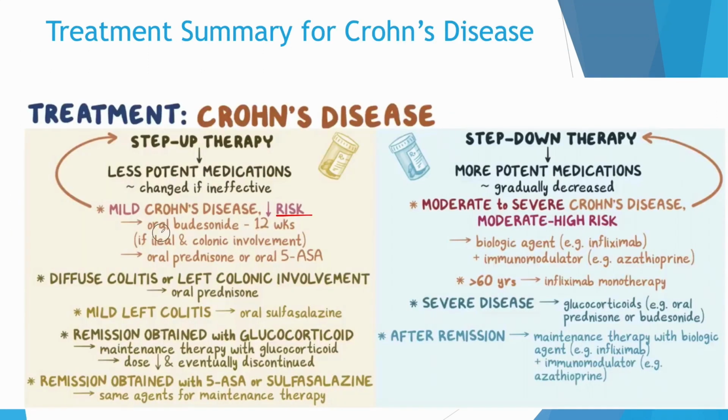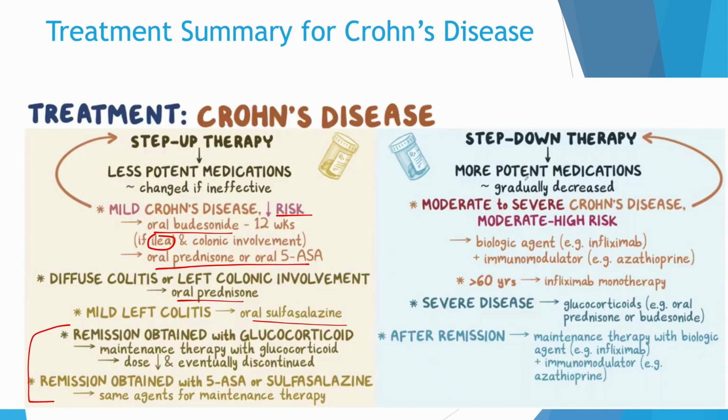So you're going to start with oral budesonide, 12 weeks or 3 months, right? 3 months. This is ideal if you have ileal involvement. You can also consider oral prednisone or a 5-ASA like we mentioned. If you have diffuse colitis or left colonic involvement, you can do prednisone. You can also use, if it's left colitis, oral sulfasalazine. And then here's what to use when in remission.